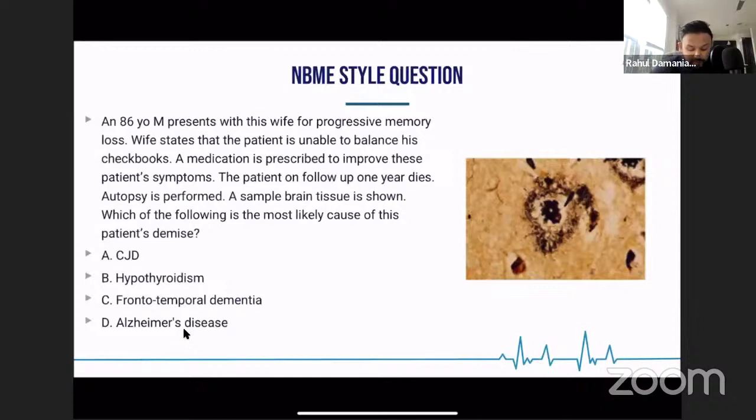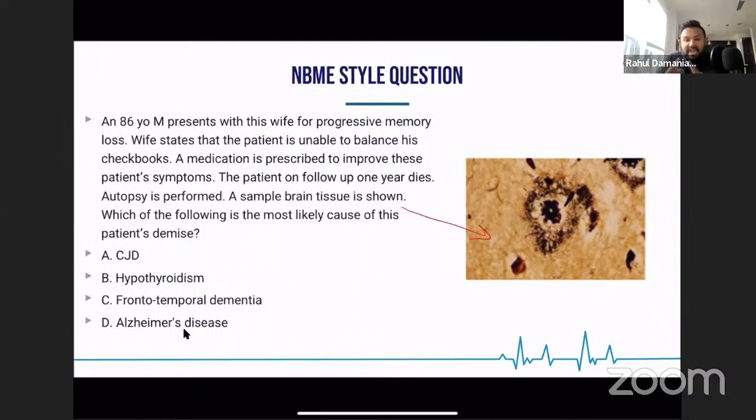An 86-year-old man presents with his wife for progressive memory loss. His wife states that the patient is unable to balance his checkbooks. A medication is prescribed to improve these symptoms. The patient on follow-up 1 year later dies. Autopsy is performed and sample brain tissue is shown.